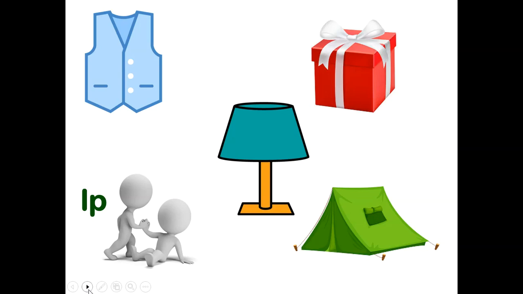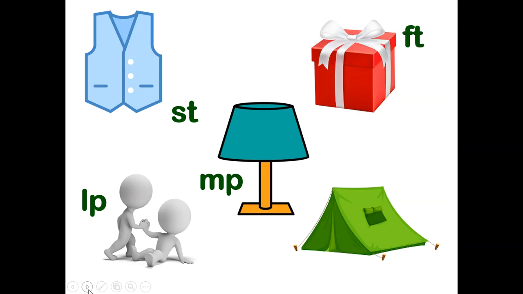And our next picture is the picture of the vest. And we hear at the end of the word vest, the st at the end. So S and T at the end of a word are going to say st, like in vest. Our next picture is a picture of the lamp. And at the end of the word lamp, we hear the mp sound. So M and P at the end of a word say mp, like in lamp.